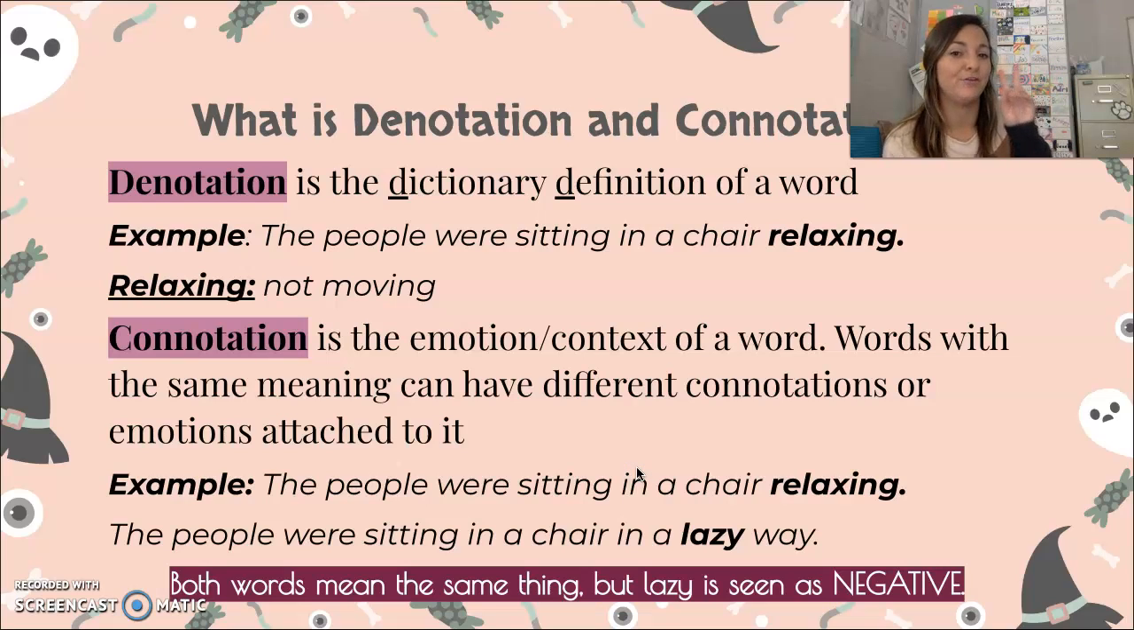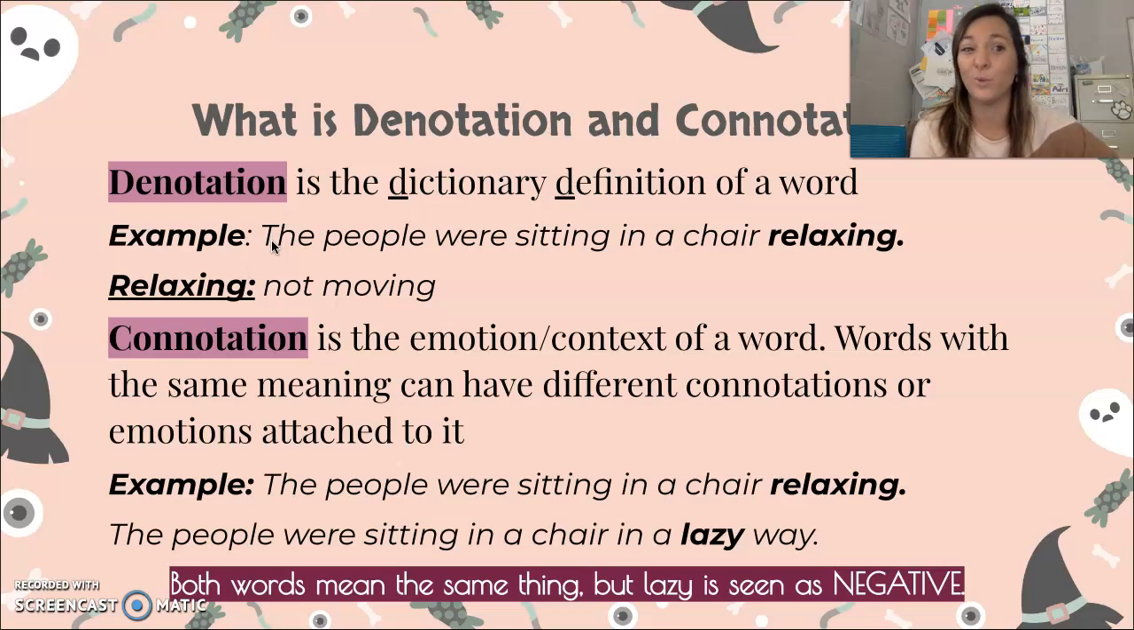Connotation and denotation we're going to focus on right now. Let's look at denotation. Denotation is the dictionary definition of a word. When I look at the dictionary or I Google a word and I read that definition, I'm just looking for the word's literal meaning. An example is: people were sitting in a chair relaxing. So relaxing, what is the dictionary definition? It's not moving, lounging, kind of just stagnant, right?